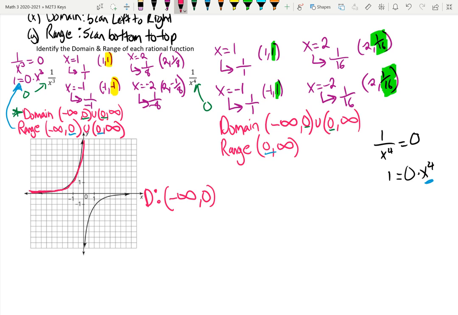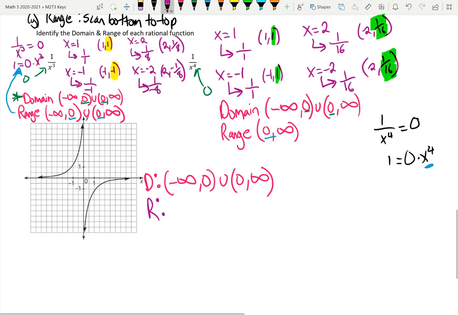What happens going left to right after 0? It's going to keep going, so it goes from 0 all the way to positive infinity. For the range, however, it's from bottom to top. So I start from the bottom. It goes from negative infinity, and it's going to go all the way to 0. However, after 0, going from bottom to top, it goes all the way to infinity.